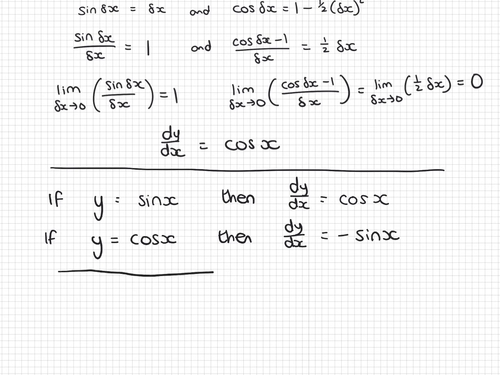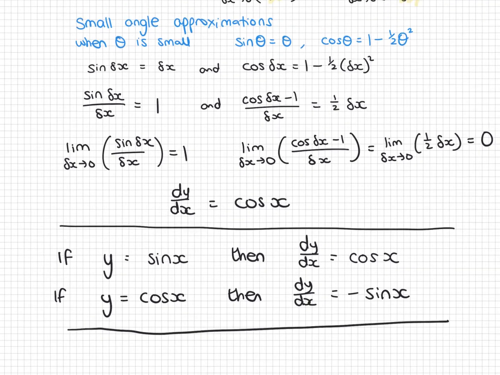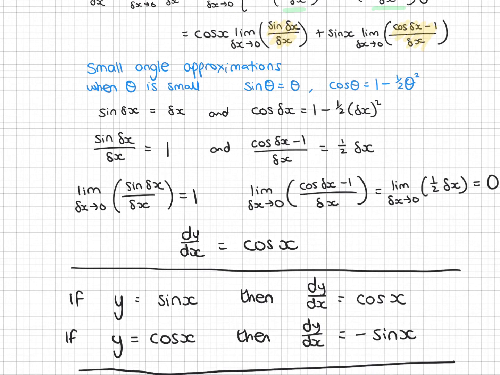The really important thing about all of this is that we've used these small angle approximations up here. These small angle approximations are only true when your angle is in radians. So when we do our differentiation or integration, the angle has to be in radians, because that's what we've used for this rule.